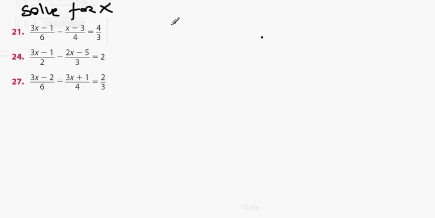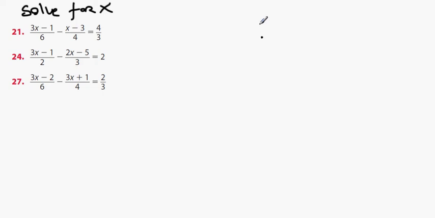Question 21. Exercise 21.2. Solve for x. Okay, so first thing we need to do is find the lowest common denominator between 6, 4 and 3.